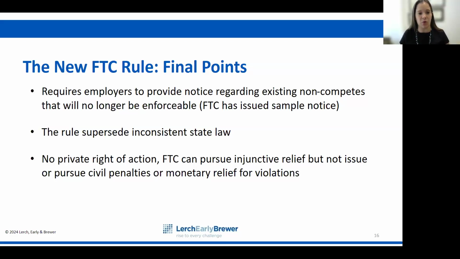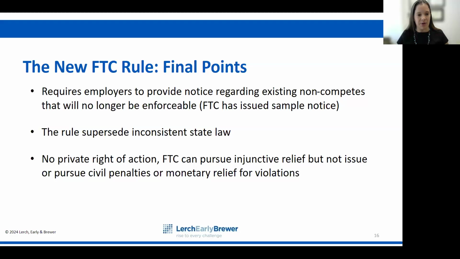Employers who have employees who are not senior executives, those employees would need to be notified that, hey, you have a non-compete in the employment agreement, for example, that you signed with us, or in the larger restrictive covenant agreement you signed for us. There's a non-compete in there. Please be advised, pursuant to the new FTC rules, that clause is not going to be enforceable. We're not going to enforce that against you. The FTC has issued a sample notice of what that could look like that employers can use.